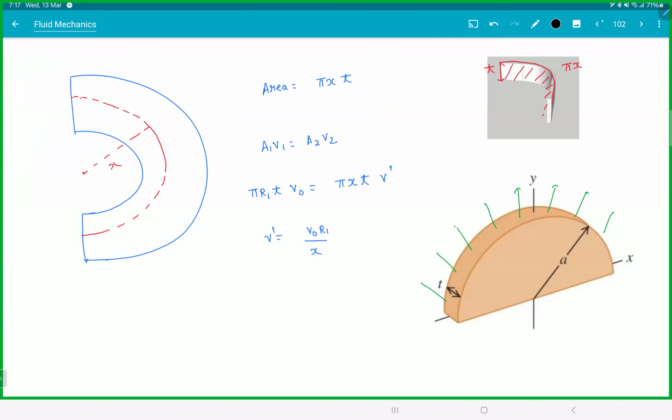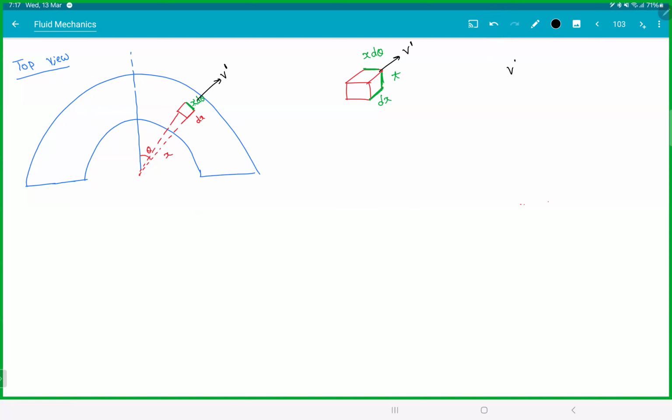V dash, the velocity, is how much? V dash is v naught r1 by x, where x is the distance from the center. Did everyone get what I'm saying? Yeah, try. You need to find the kinetic energy and the momentum of the liquid between the plates. Anyone not clear with what I showed you right now on this page, please ask me. And I told you before, whenever you integrate vectors, you always have to integrate i cap, j cap components. You can't directly add the vectors.